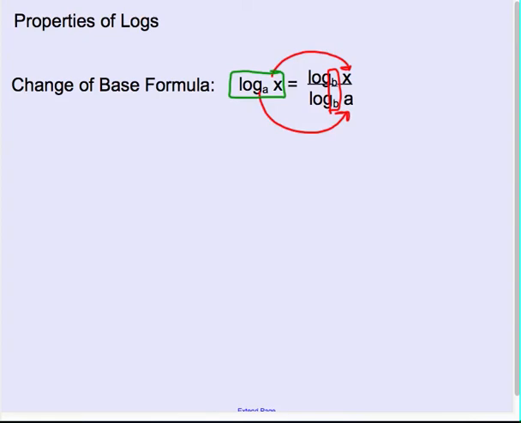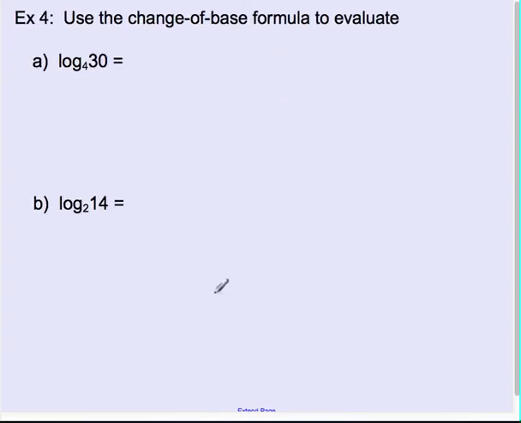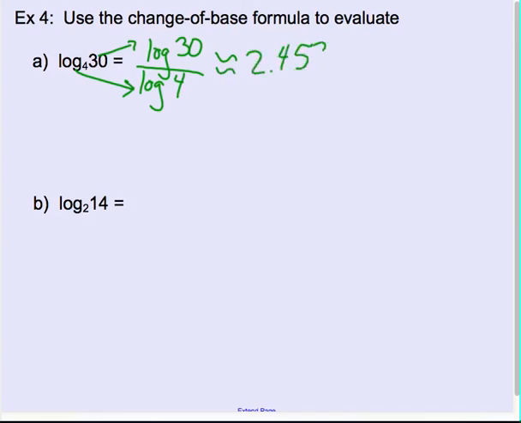So let's take a look at two examples of how to use the change of base formula. Where the change of base formula is extremely helpful is changing it to a common log so that we can punch it in on our calculators. So again, remember, the 30 is higher than the 4. So we'll have log of 30 in the numerator. And then the 4 is lower, so we'll have log of 4 in the denominator. So log of 30 divided by log of 4 gives us about 2.453.